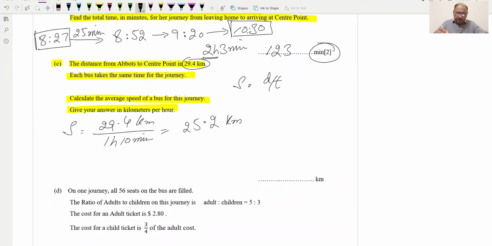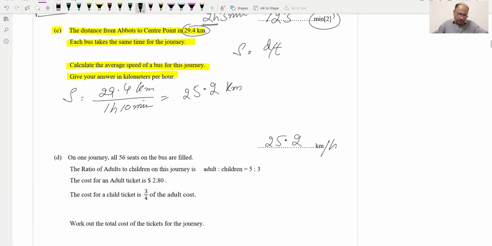They are asking for the speed. Basically, this is the distance and time, and speed is what will be calculated. Calculate the average speed of a bus for this journey. Give your answer in kilometers per hour. So this will be the answer in kilometers per hour, which is 25.2, or roughly we can write 25 also, but this is easily calculated.